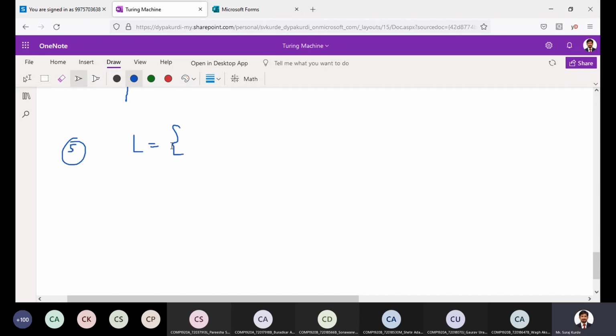Find or design a Turing machine for the language L equal to a power i, b power j, where i is less than j. We have constructed a Turing machine for i equal to j. In the recent example, instead of a and b, it was 0 and 1. What you have to do? The number of a is less than the number of b.